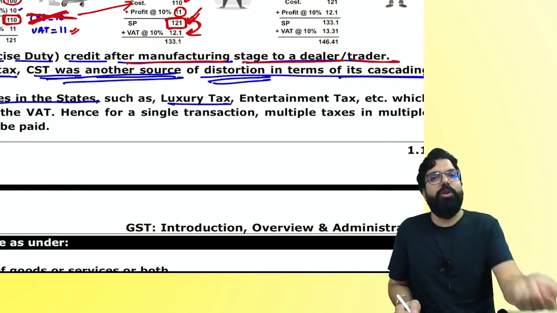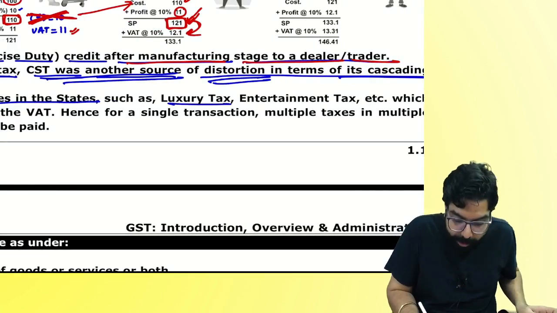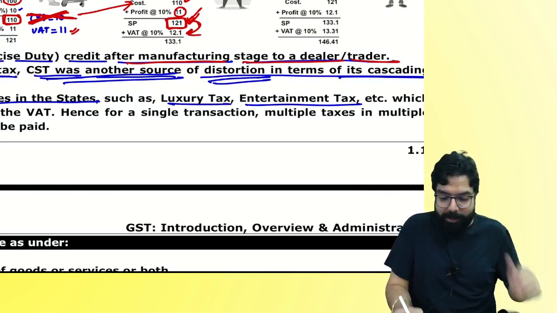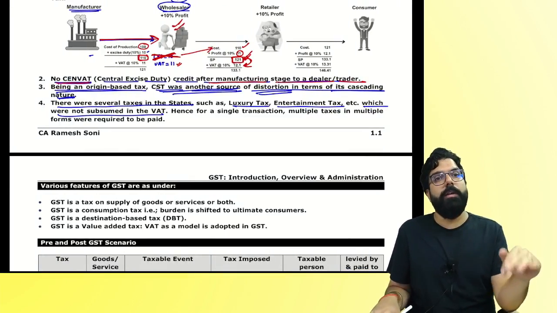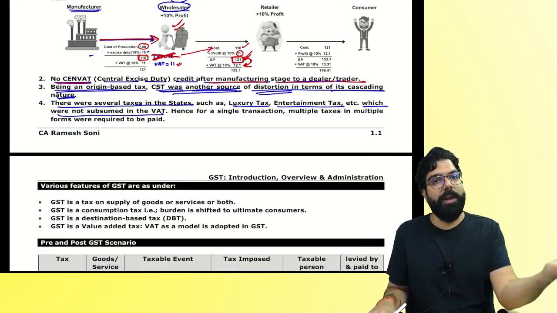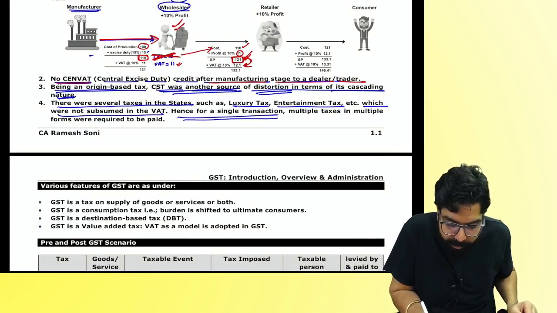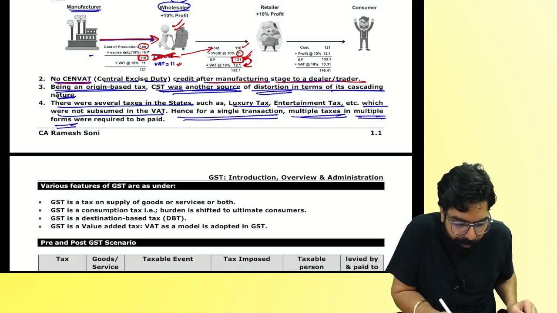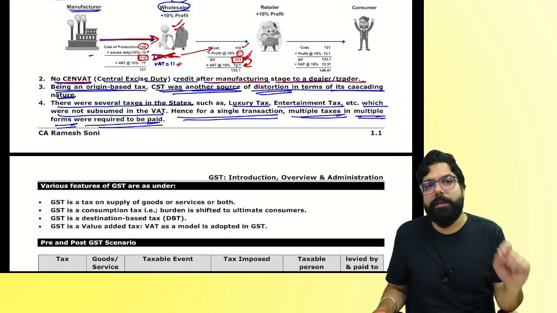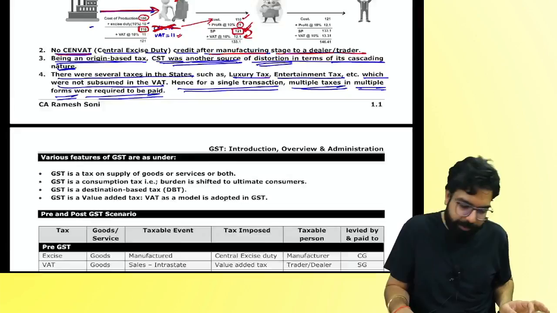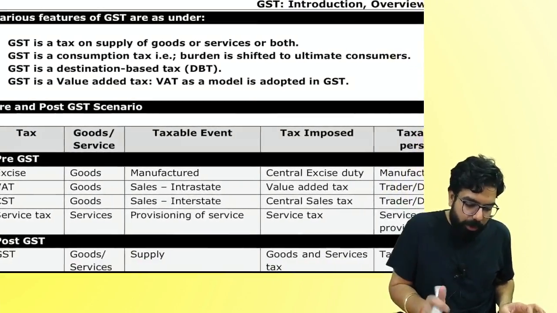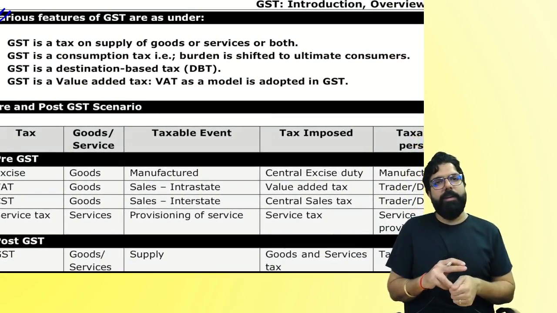There are several taxes. Luxury tax. When you used to go to hotel, luxury tax. Going for movie, entertainment tax, which were not being subsumed. Earlier, VAT was there, but still going to hotel, luxury tax. Going for movie, entertainment tax. Hence, for a single transaction, multiple taxes in multiple forms were required to be paid, and hence they went in and told we'll delete all these things and we'll get what, everyone? GST.